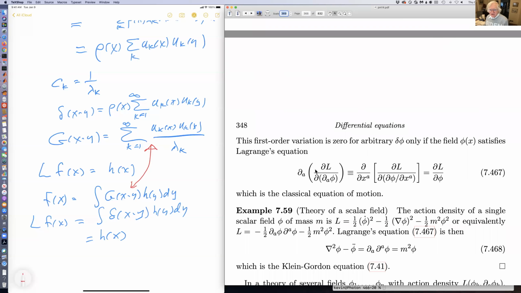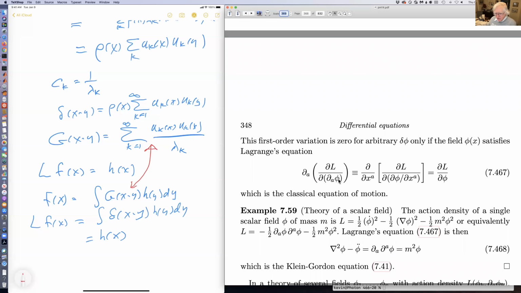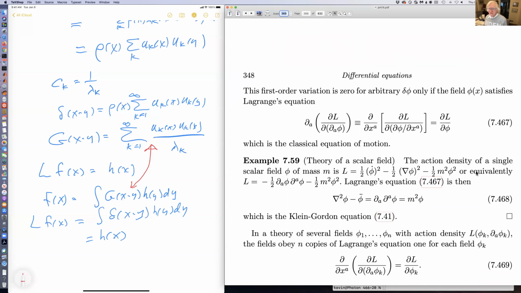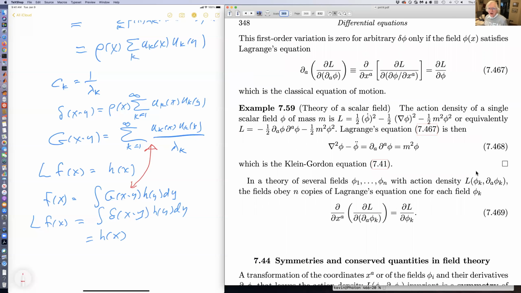And so that means that Lagrange's equations are satisfied: the derivative of the action density with respect to the derivative of the field is the derivative of the action density with respect to the field. And then this gives you the classical equations of electrodynamics and, I guess, acoustics and so forth.